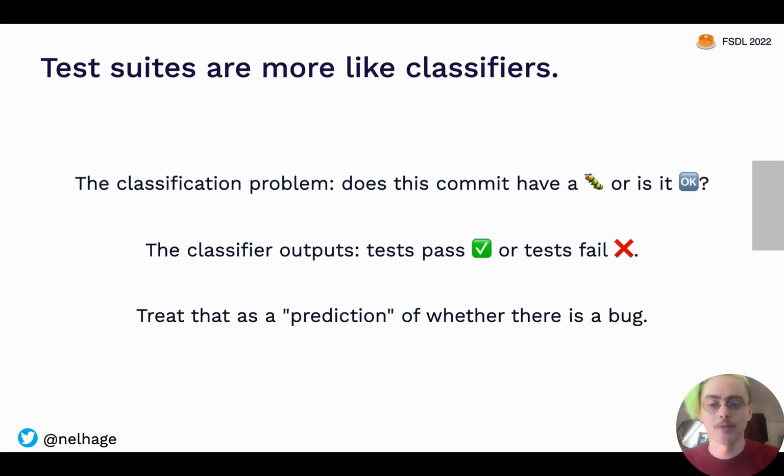I like this framing from Nelson Elhage, who's at Anthropic AI, who says that we should think of test suites as being more like classifiers, and bring our intuition from working with classification algorithms in machine learning. So the classification problem is, does this commit have a bug or is it okay? And what our classifier outputs is that the tests pass or the tests failed. So our tests are our classifier of code, and we should think of that as a prediction of whether there's a bug. This kind of frame shift suggests a different way of designing our test suites.